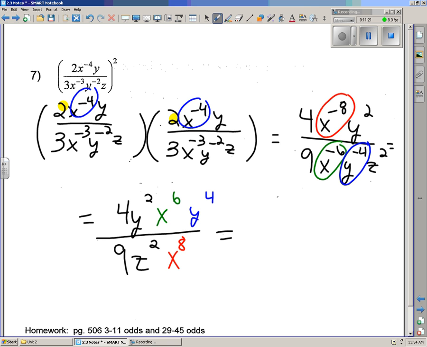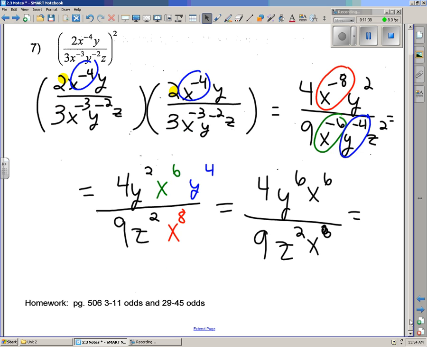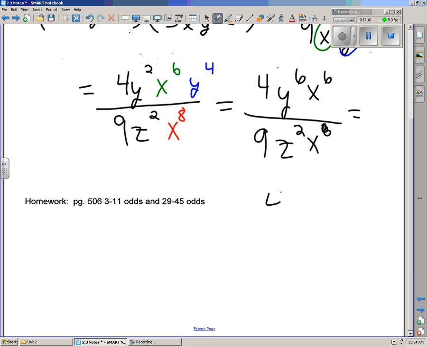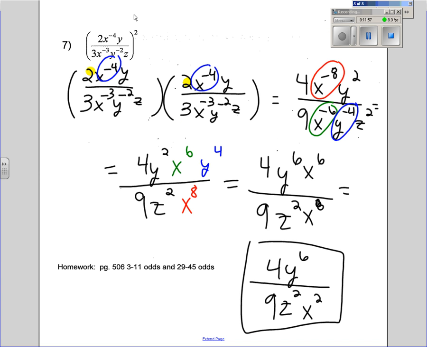And then what happens here is I've got 4 y to the 6th, x to the 6th over 9 z to the 2nd, x to the 8th. That's an 8. And then my final answer ends up becoming 4, more y's on top. All the y's actually are on top. X's, more x's on the bottom by 2. And then the 9 and the z squared. Final answer. Feel free to put the variables in alphabetical order. It doesn't really make a difference. And that's it. So this should be okay for the homework sheet.